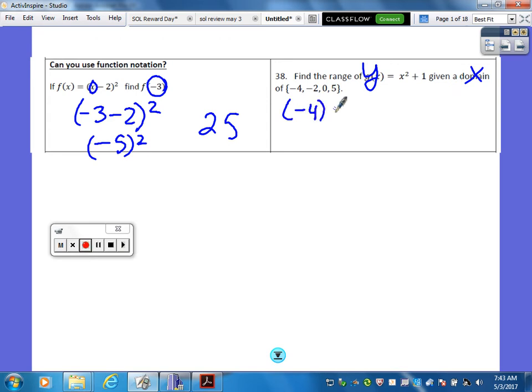You're going to plug in (-4)² plus 1. You're going to plug in (-2)² plus 1. Notice what we're doing. First one went in to this x. Second one went into this x. That's where I got this. Then I'm going to do the next one, 0² plus 1 and 5² plus 1.